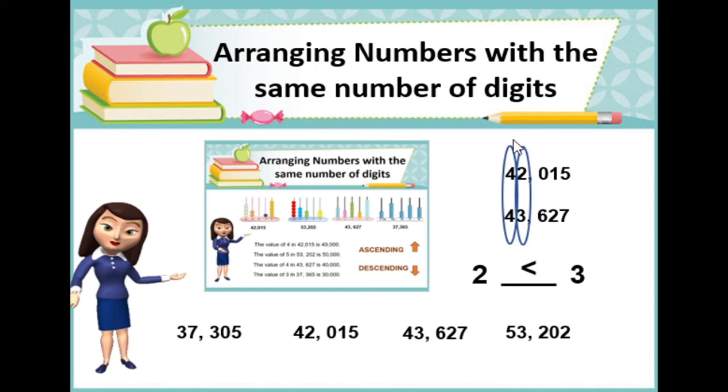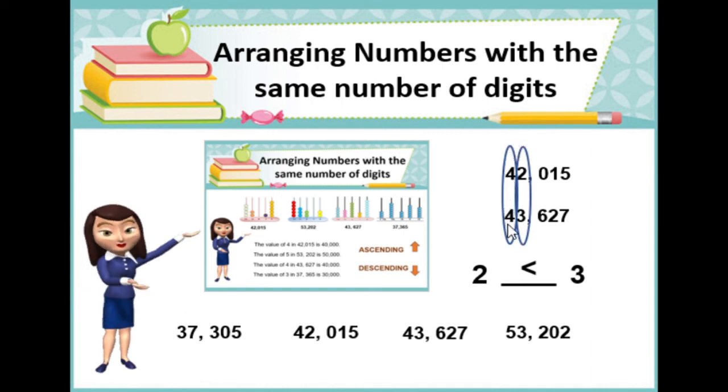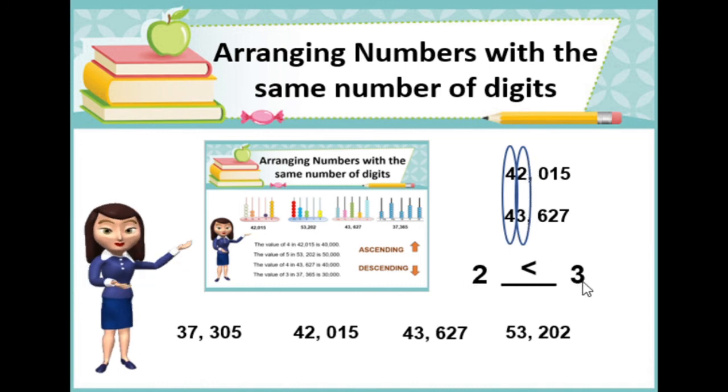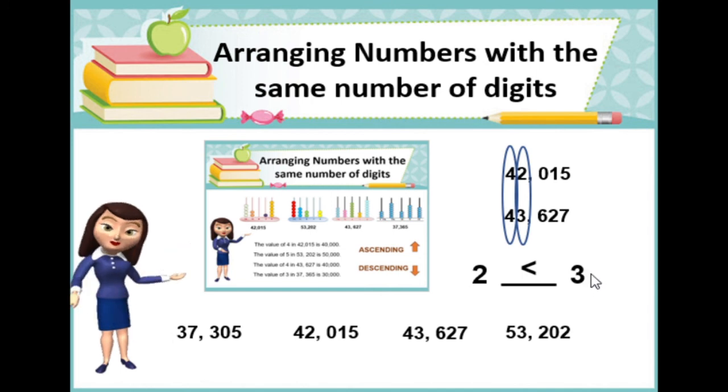Since 4 here is the same, we move on to the next number. And then with this next number, we compare them to each other to see which is the lesser or the greater number.